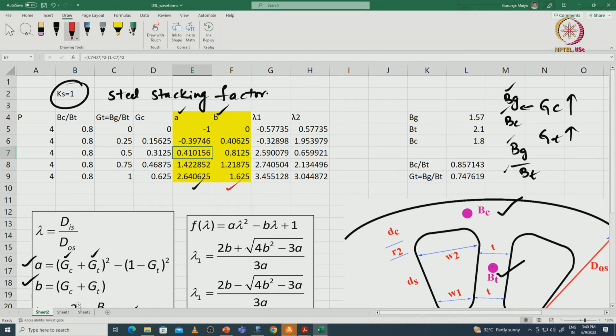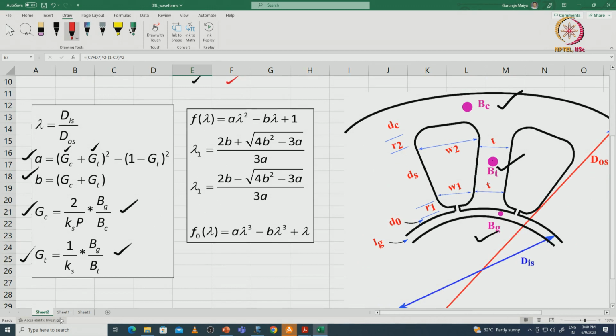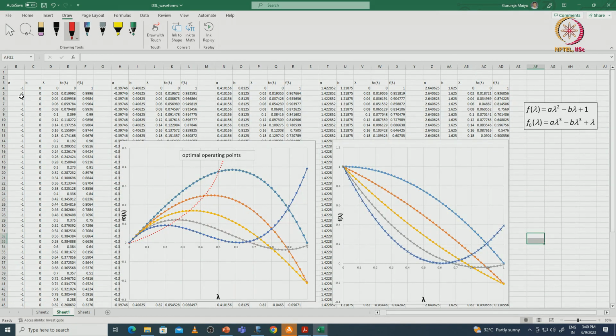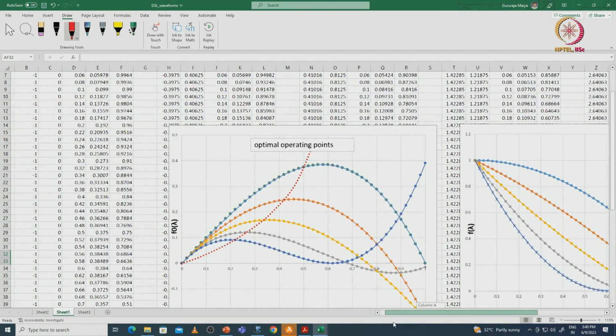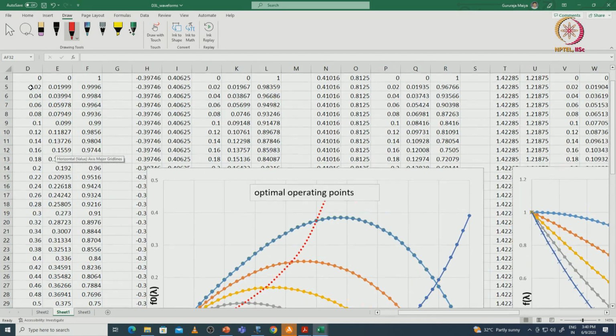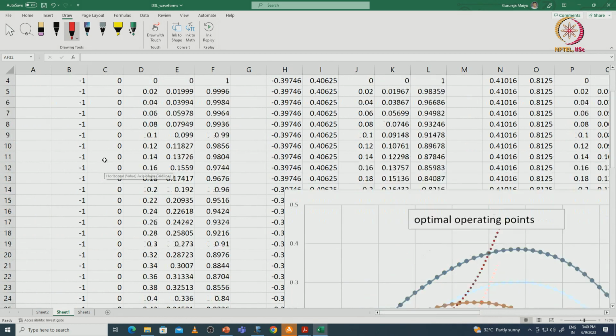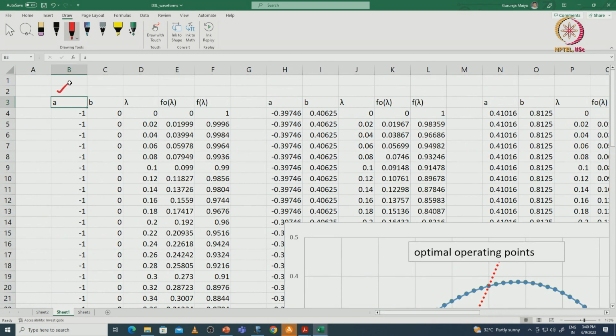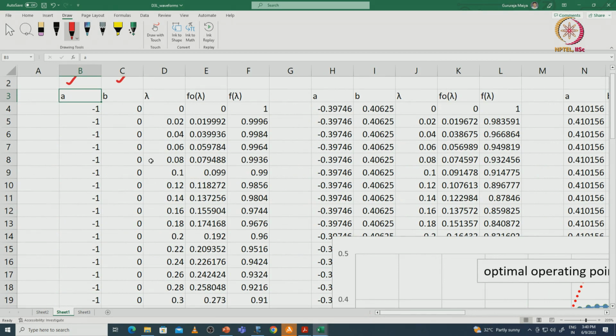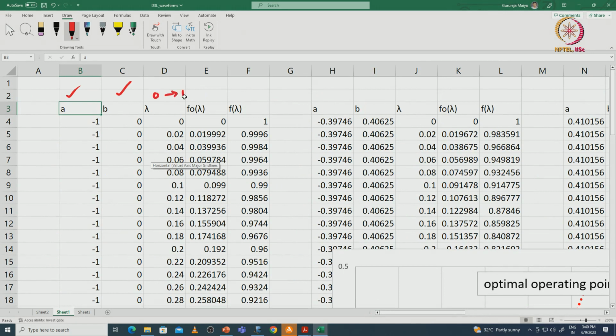So, with respect to these AB values, here I have considered the same AB values with respect to different GT and different GC values. First A value, then B, then lambda value. Lambda value I am varying from 0 to 1. We have done the analysis. The feasible values for lambda are 0.4 to 1, right. That is what we have concluded in the last class.